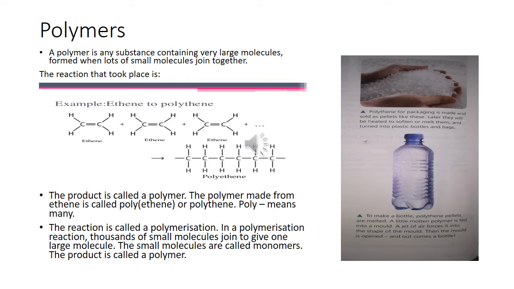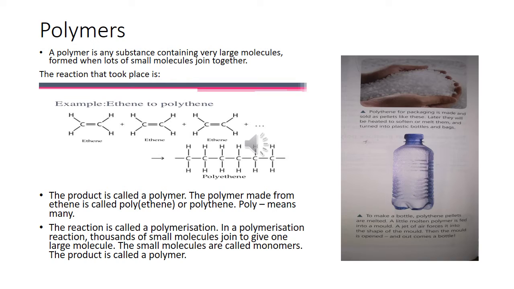The polymer made from ethene is called polyethene or polythene. Poly means many. The reaction is called polymerization. In a polymerization reaction, thousands of small molecules join to give one large molecule. The small molecules are called monomers and the product is called a polymer.